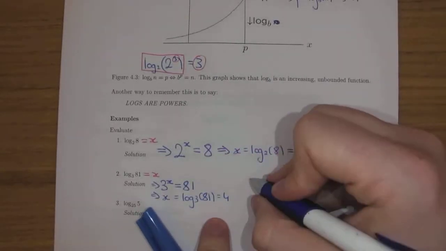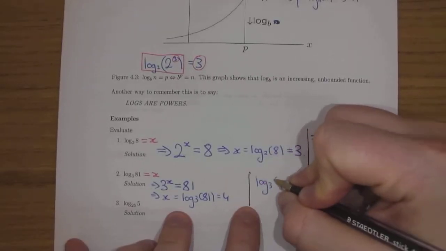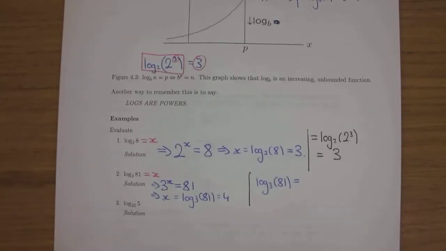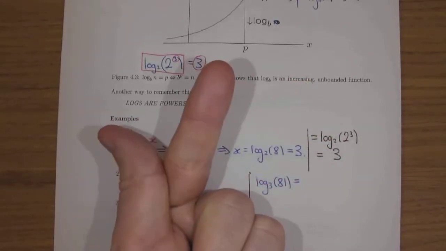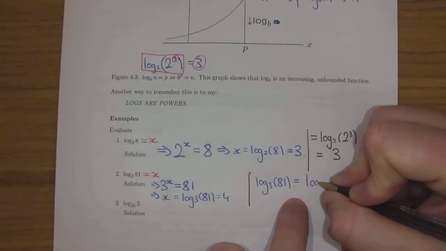Alternatively, we can write log base 3 of 81 and think about 81 as a power of 3. Here's an interesting way: it's 9 by 9, and then 9 is 3 by 3, and the other 9 is 3 by 3, so it's 3 to the power of 4.